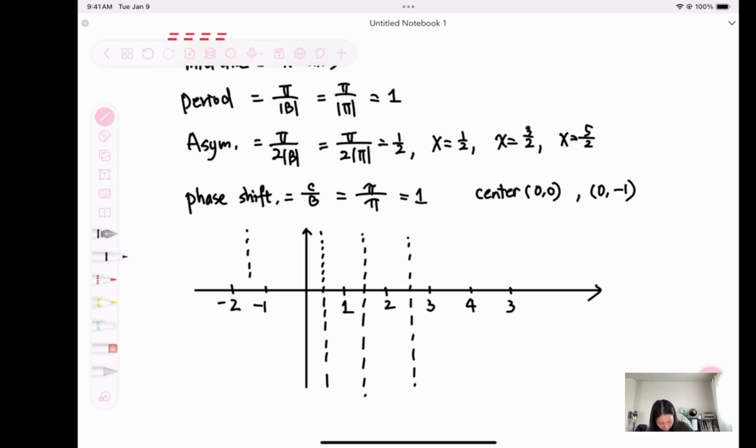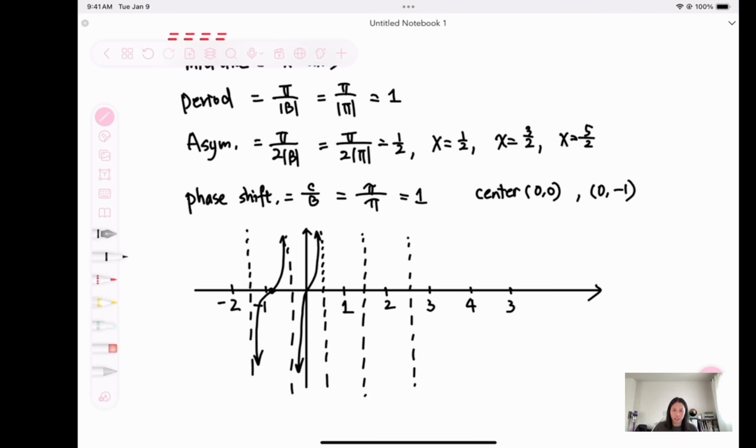I got this one and this one. Since there's no flipping, the graph is going to look this way. If we repeat them too, it will look like this one. So take a look.